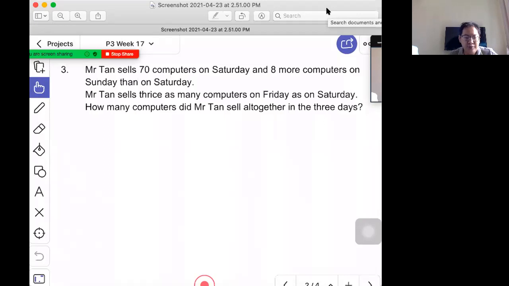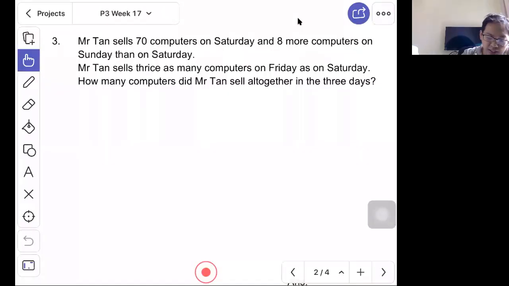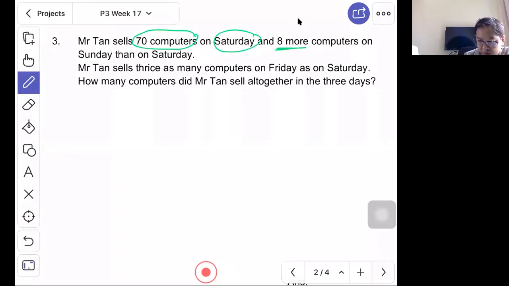Okay, so the question says, Mr. Tan sells 70 computers on Saturday and 8 more computers on Sunday than on Saturday. And Mr. Tan sells thrice as many computers on Friday as on Saturday. How many computers did Mr. Tan sell altogether in the 3 days? So let's highlight the keywords. 70 computers, Saturday. Underline 8 more, Sunday.